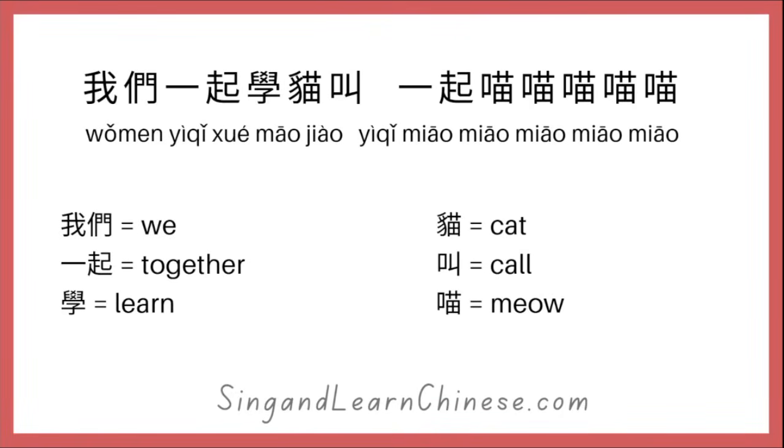All right, so the first line is 我们一起学猫叫, 一起 meow meow meow meow meow. Obviously the meow at the end is an onomatopoeia. It's just the sound that a cat makes, right? Meow. And then 我们 is we, 一起 is together, 学 is to learn. 学 can mean a lot of different things, but in this case it's to learn. 猫 is cat, and then 叫 is to call, right? So it's the sound of a cat. Let's learn the cat meow together.